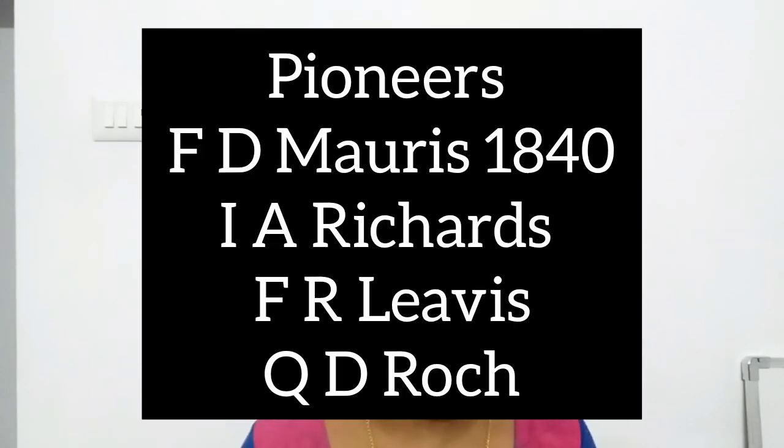To talk about the pioneers of this critical theory, that is liberal humanism, it dates back to 1840, with F.D. Morris, a theorist, followed by I.A. Richards, then F.R. Leavis and Q.D. Leavis. We will go into the details in our next class.